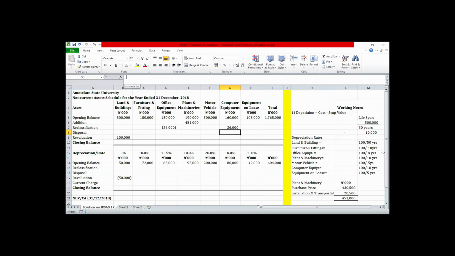Reclassification. They mistakenly put it under office equipment. What they purchased is computer equipment, but when they did the classification, they put it under office equipment. We move it away from it and put it under the computer equipment. That is the classification we are doing. Is it clear? Yes, sir. The next one.